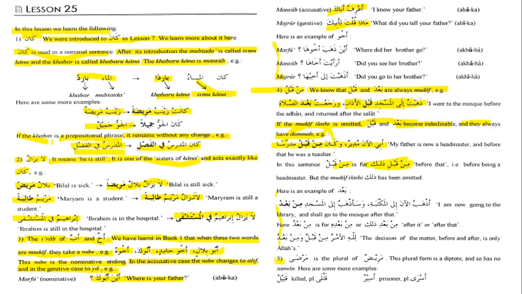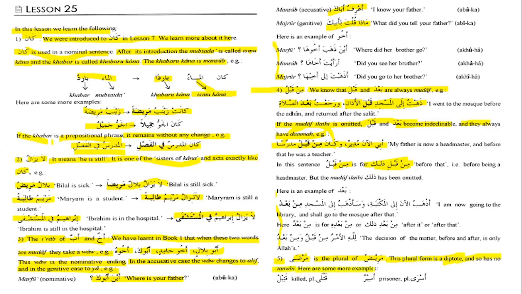Another thing we learn in lesson 25 is the plural of marda, on the pattern of marda. Marda is the plural of maridun. Maridun means a sick person, and marda means sick people, patients. So this plural form is mamnu' min as-sarf, it has no tanween, and only has one dhamma.